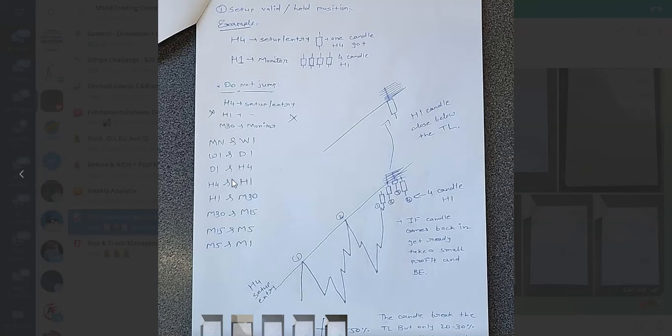So these are what I was talking about. You can see it depends on which kind of storyline you want. Do you want to use an H4 storyline? Do you want to use a daily storyline? Do you want a weekly storyline? It depends on you.